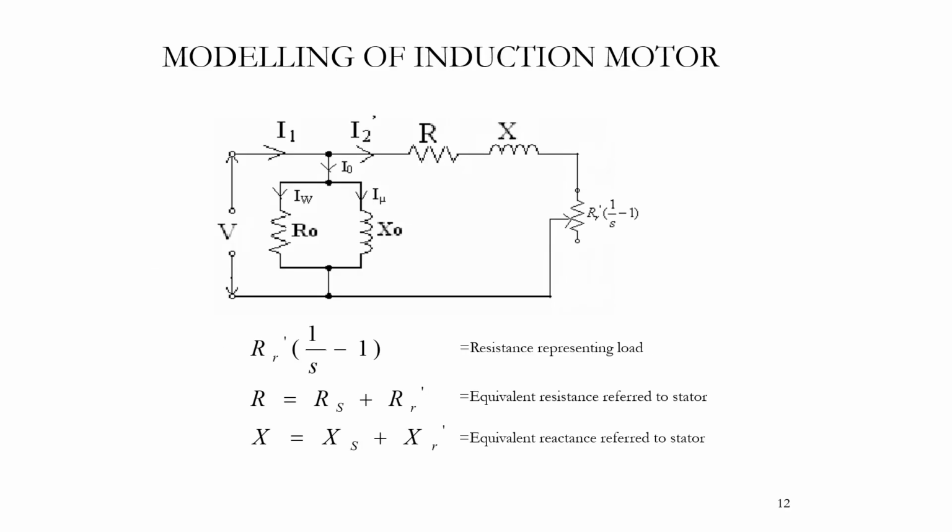Now comes the modeling of the induction motor. The induction motor is nothing but a rotating transformer. Here, the equivalent circuit is similar to that of the transformer. Since it is a rotating transformer, we are going to deal with the slip. So, here, the total resistance R is nothing but your stator resistance plus rotor resistance referred to the stator side. Similarly, the reactance is nothing but the stator reactance plus the rotor reactance referred to the stator side.